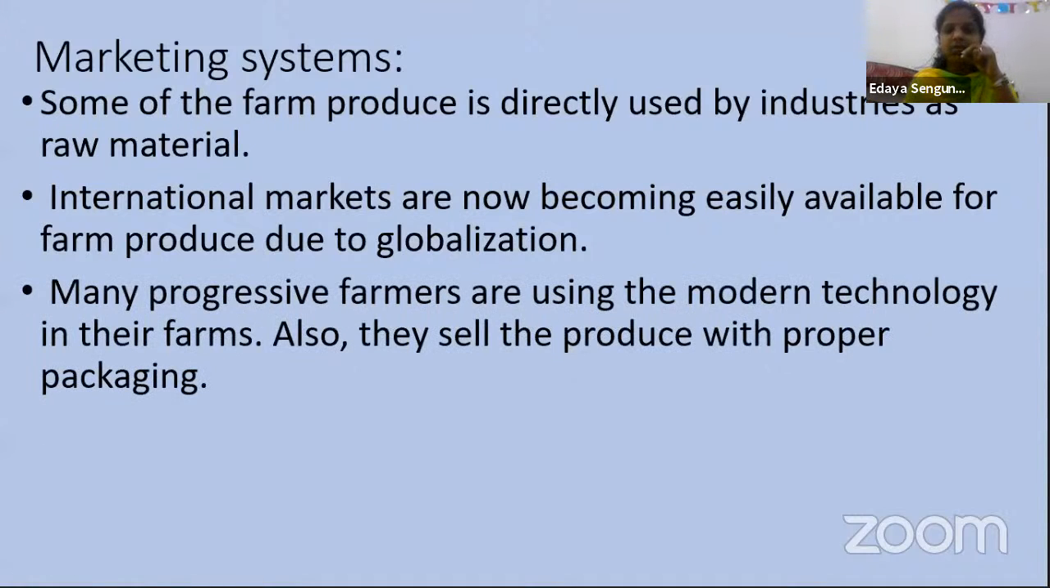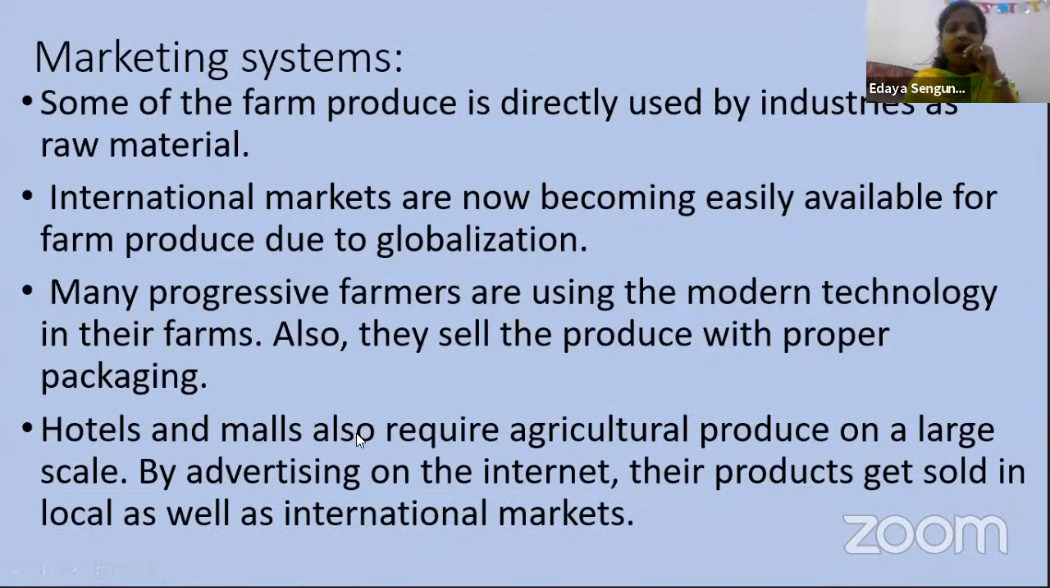Many progressive farmers are using the modern technique in their farms. Also, they sell their products with the proper packaging. Now, everything has to be attractive and fresh. As you told, we will choose the attractive or fresh fruits or vegetables. Similarly, now farmers have also progressed in their farming and in selling their products, and they pack their products properly. You all know now packing. They pack their products properly and they sell by their own too. And they have increased their production by using the modern techniques.